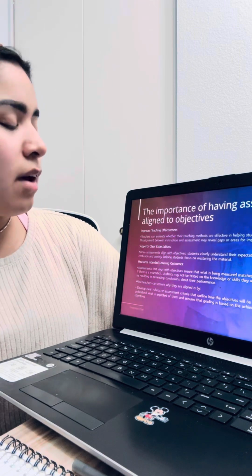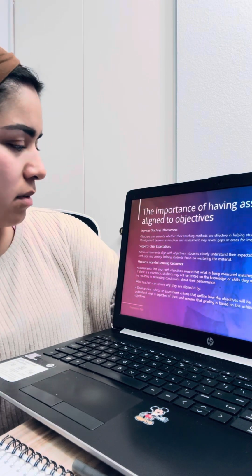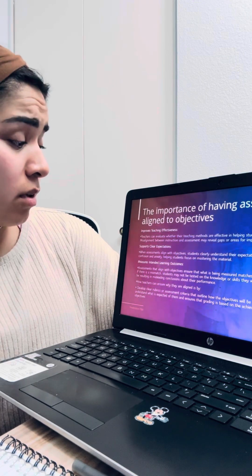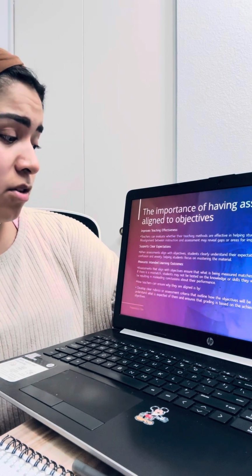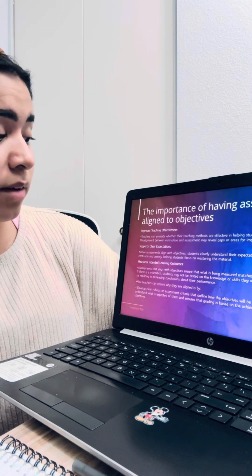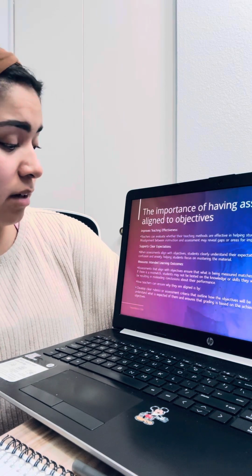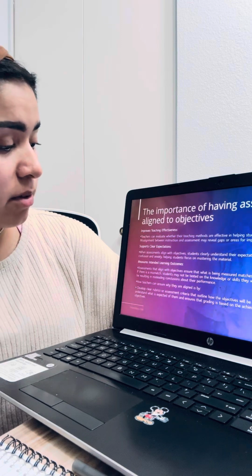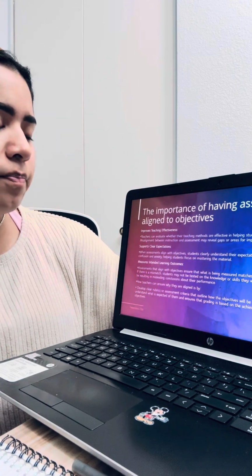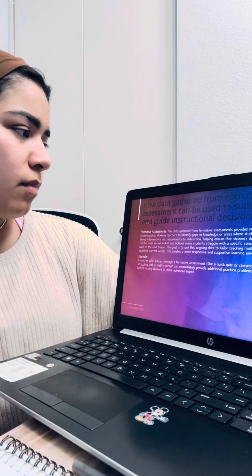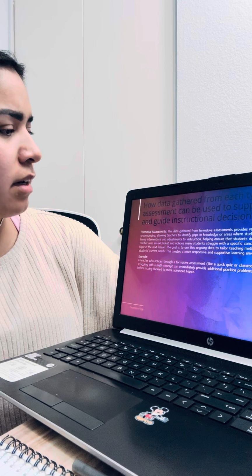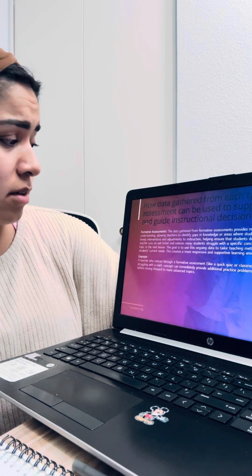The importance of having assessments aligned to objectives. They improve teaching effectiveness. They support clear expectations, and they measure intended learning outcomes. How teachers can ensure they are aligned is by developing clear rubrics or assessment criteria that outline how the objectives will be measured. How data gathered from each type of assessment can be used to support learning and guide instructional decisions.